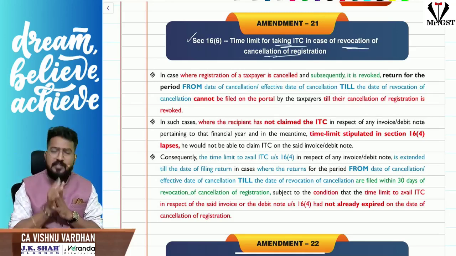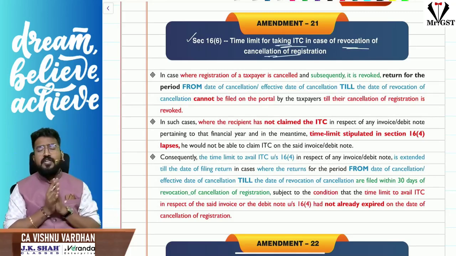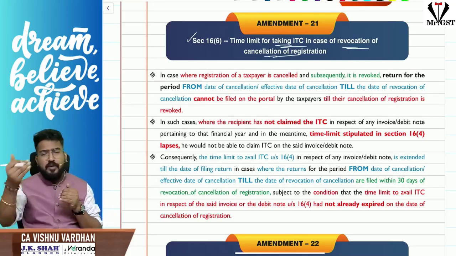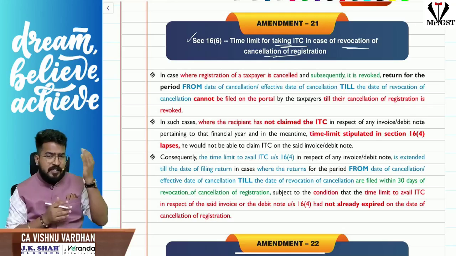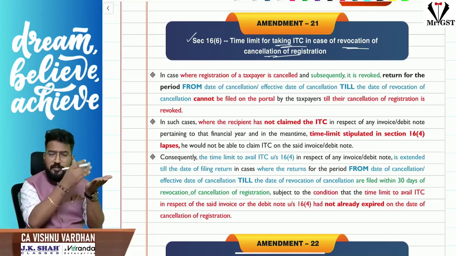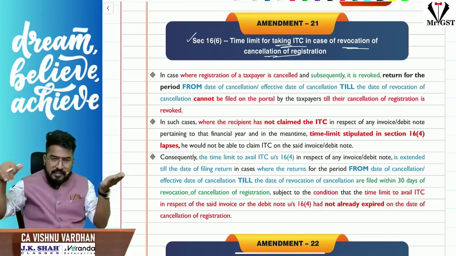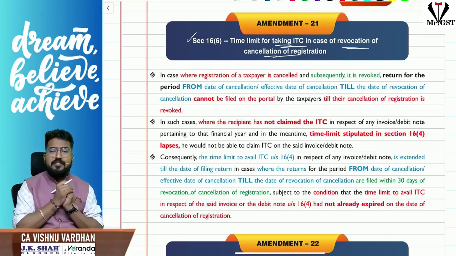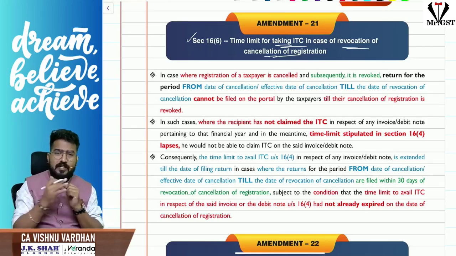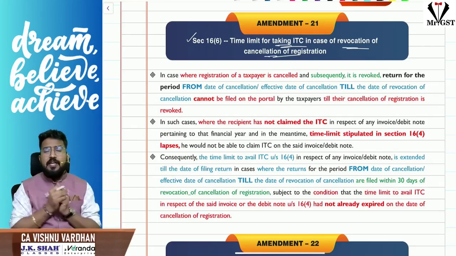Please understand, sir, what is this all about? When your registration gets cancelled and you are asking for revocation, there is a period of cancellation. From the period of cancellation till the revocation, what is the time gap? For this time gap, you are not able to file the returns, and because you are not able to file the returns during that period, whatever the ITC is there, you will not be able to avail.